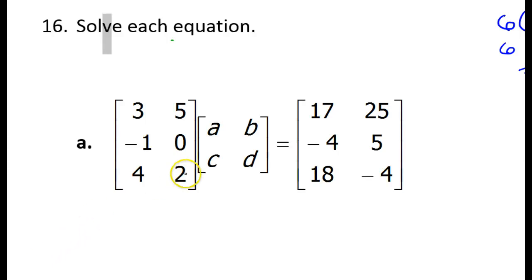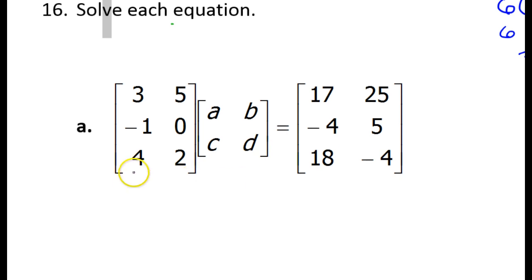In this video, I will show you how to solve a matrix equation like this one. So the first thing we need to do is multiply these two matrices together. Even though we have variables in here, we're going to do our best. Once we do that, we can set the corresponding entries equal to each other and finish solving from there.